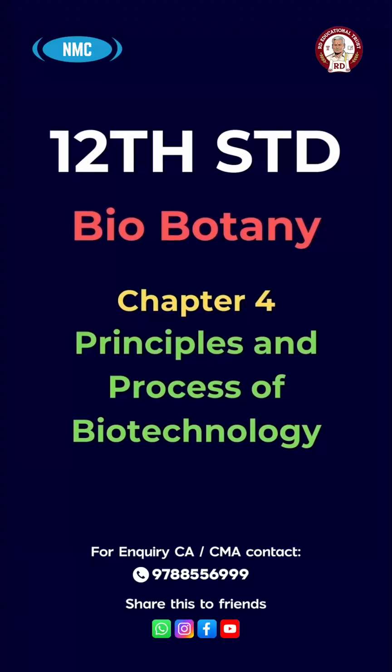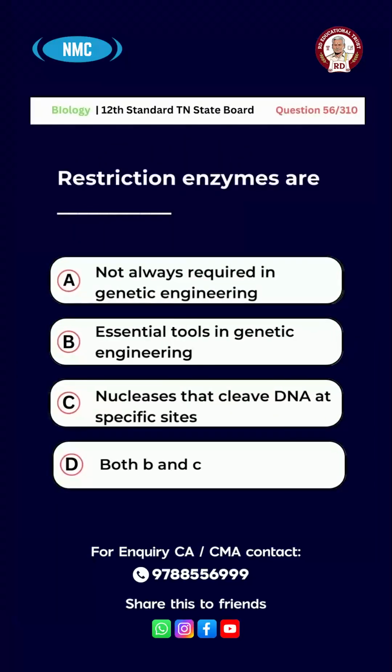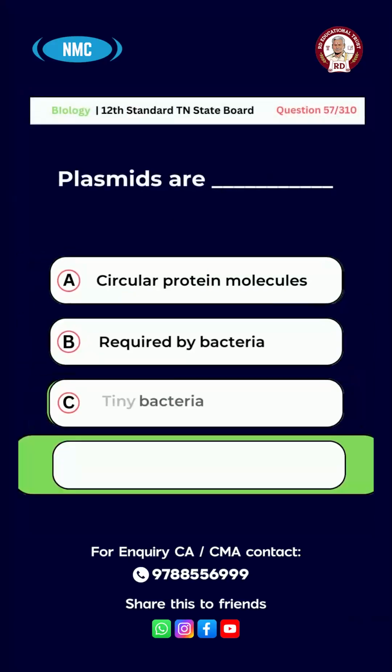Question number 56. Restriction enzymes are: A. Not always required in genetic engineering. B. Essential tool in genetic engineering. C. Nucleases that cleave DNA at specific sites. D. Both B and C. The answer is option D, both B and C.